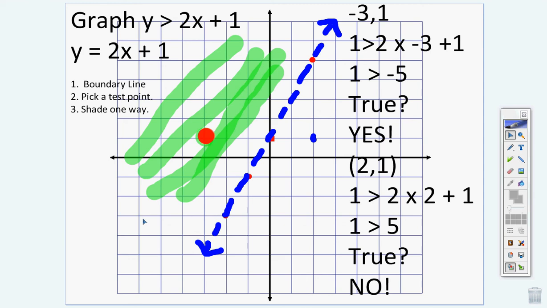So that is our solution area over here. Any point in here is a solution, but the points on the line are not the solution. They're just a boundary. If it was a solid dot, they would be.